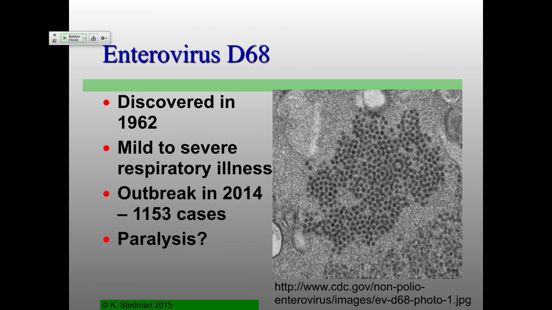I mentioned enterovirus D68. Two years ago, almost 1,200 cases, most of them in California. A few cases of acute flaccid paralysis. Whether that had anything to do with this virus infection, and these are the virions. You get very high numbers here, and I love this one because each of these black dots actually represents a virion. So you have huge numbers of virions being produced here. Seems to be causing a very mild respiratory illness.